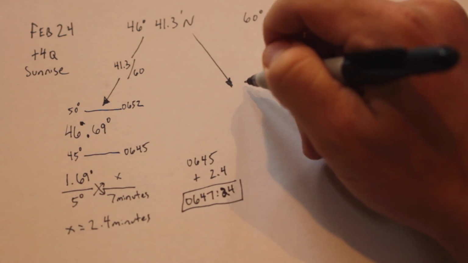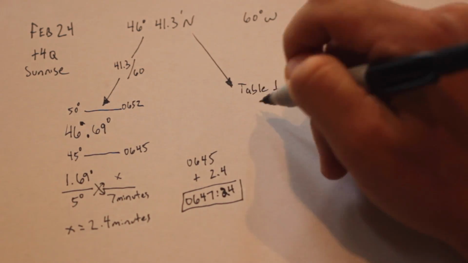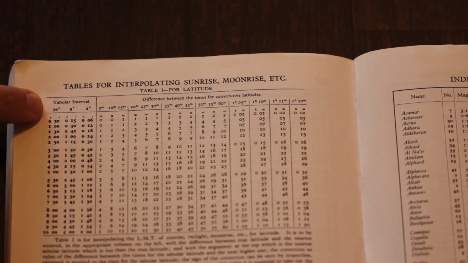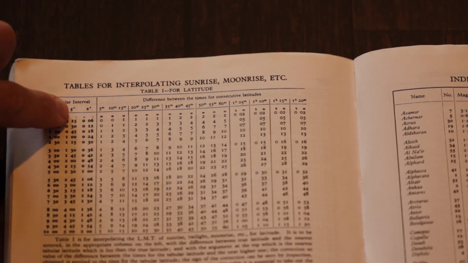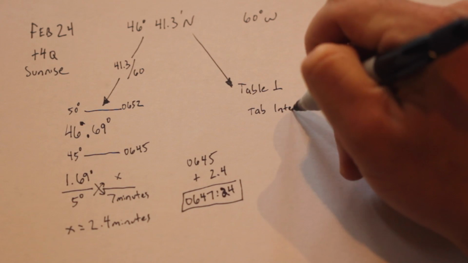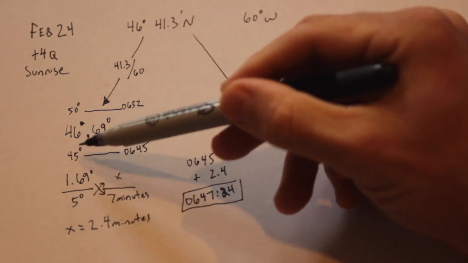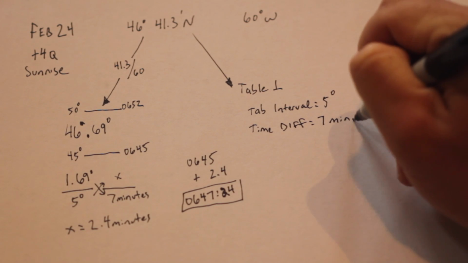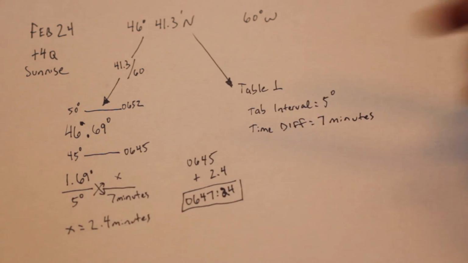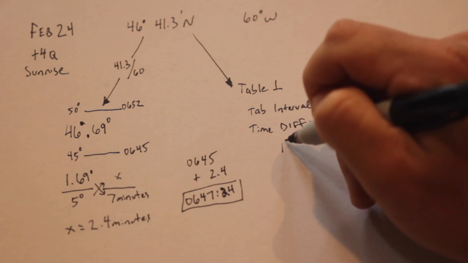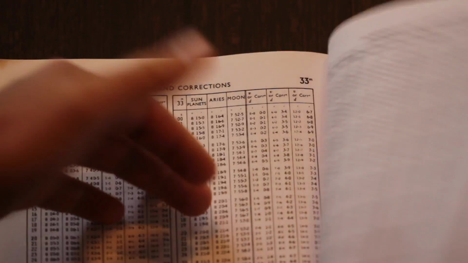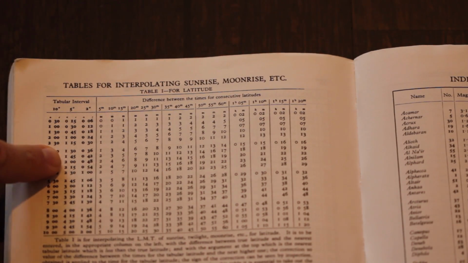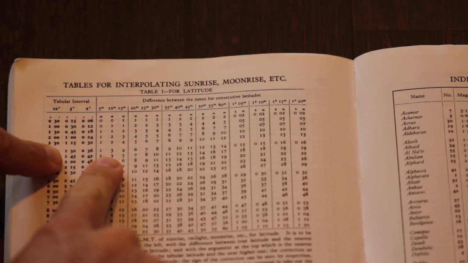Table 1 in the Nautical Almanac basically solves ratios for you. You just need to feed it the correct information. It's located in the back of the book, and it wants the tabulated interval, 45 to 50 degrees is 5 degrees, and the time difference for those tabulated figures, 0645 to 0652 is 7 minutes. You can see it is setting up the ratio for you. Enter the table with your latitude difference from the tables, and you can pull out a correction. About 2.5 minutes in this case.